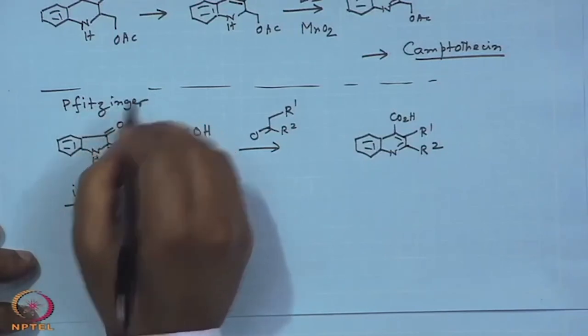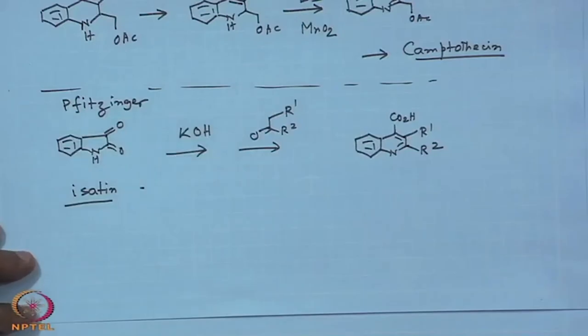Pfitzinger quinoline synthesis. So once again, the starting material is an ortho-disubstituted aniline derivative. That's how you have to remember it. But it is based on this, and mechanistically quite interesting. What does it do? You have KOH. KOH can hydrolyze this amide.